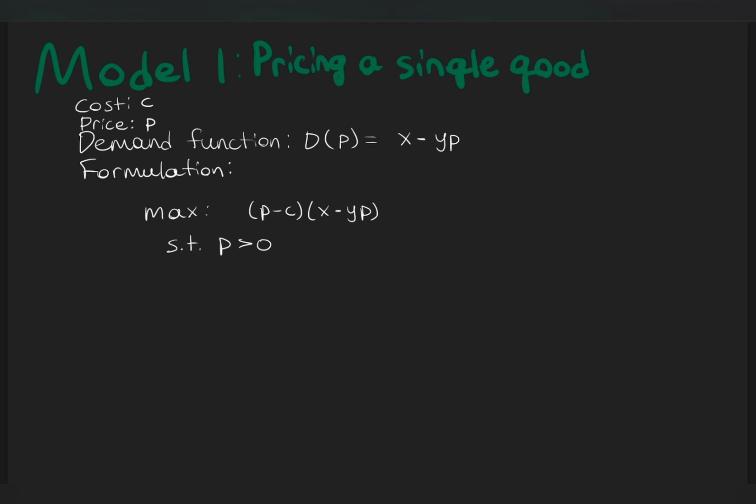So the reason that this is our optimization function, the thing that we're trying to maximize, let's look at each individual part of this equation. P minus C is the sales margin. It's basically like the profit we get per good that we sell. And X minus YP is the demand, or however many cars that we sell. Cars, goods, it's the same thing when I'm saying that. So P minus C times X minus YP is really the total profit, and of course we're looking to maximize profits. So yeah, this is our formulation for pricing a single good.